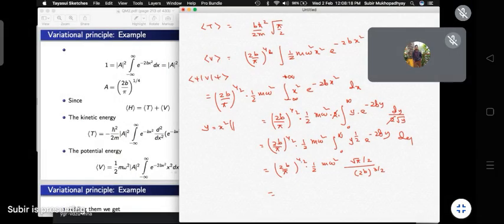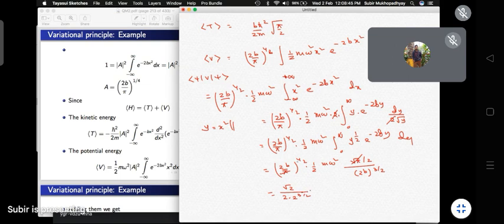This 2 by pi, root 2 by pi will cancel with this. Here is root pi, so we can cancel out immediately. Then you can see there is a root 2 over there, and this is 2 to the power 2 into 2 to the power 3 by 2. Okay, so it's become root 2 by 2 into 2 to the power 3 by 2. That takes care of the factors.